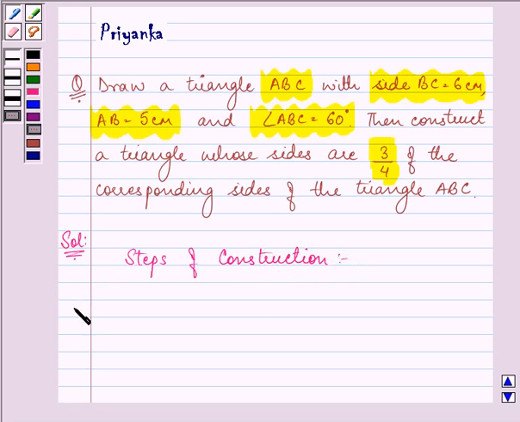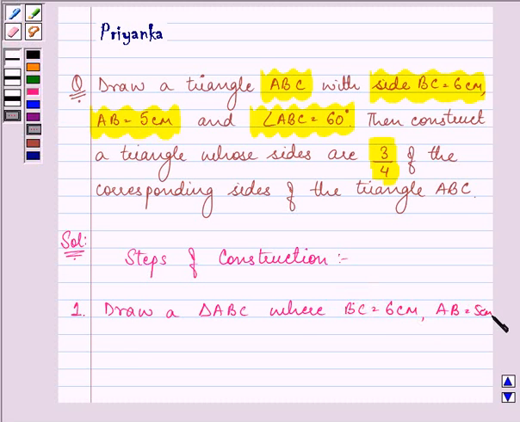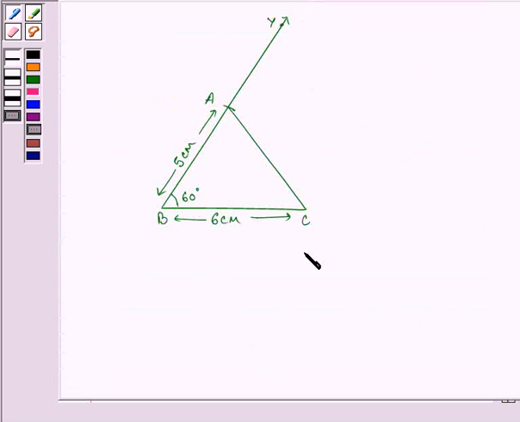The first step is to draw a triangle ABC where BC is equal to 6 cm, AB is equal to 5 cm and angle ABC is equal to 60 degrees. Now this construction you have already learned in your previous classes, so we have already drawn this required triangle for you.